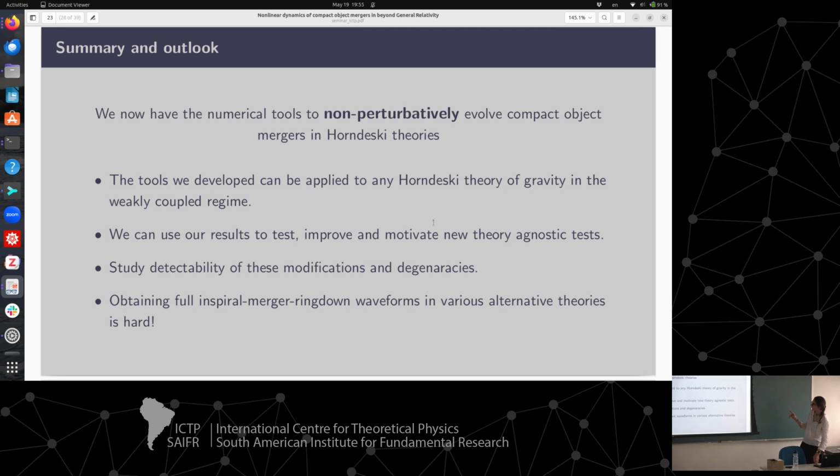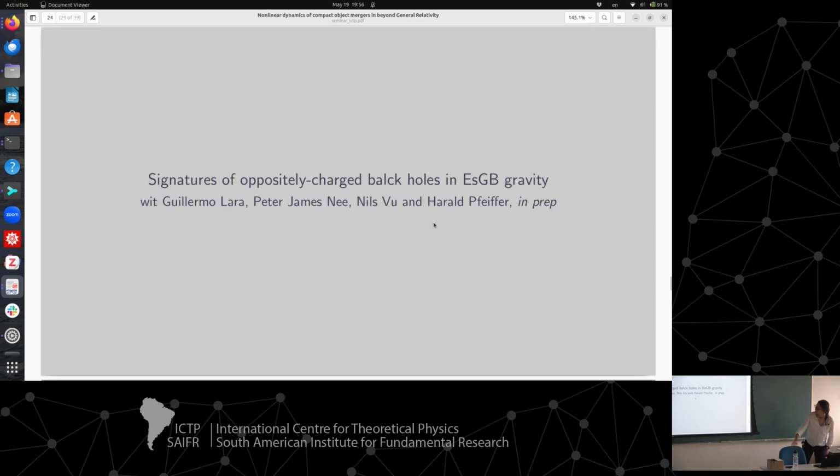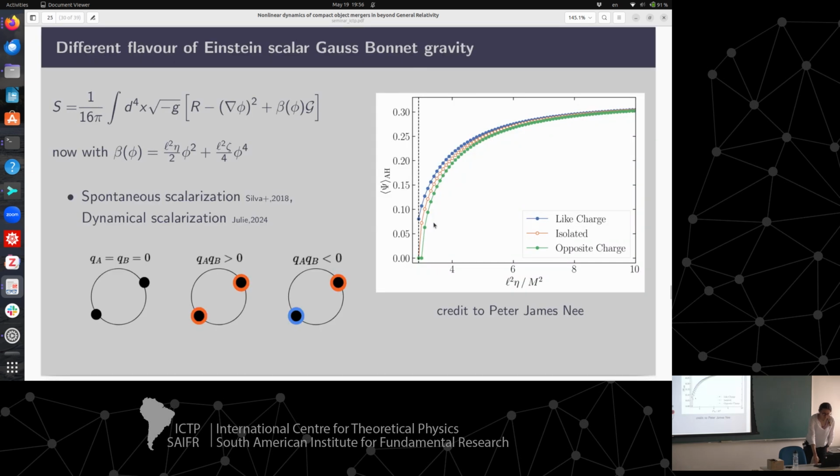So now I want to spend my remaining time on trying to motivate why we need those simulations, to maybe try and come up with new tests of gravity, agnostic ones. This is work in progress with a couple of people at the Max Planck Institute, and also at Caltech.